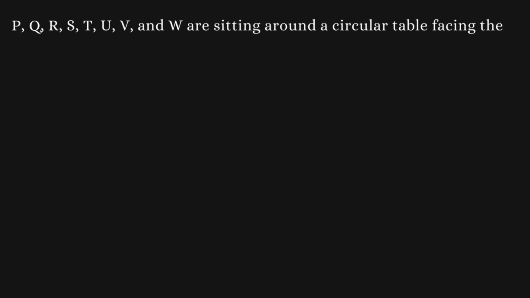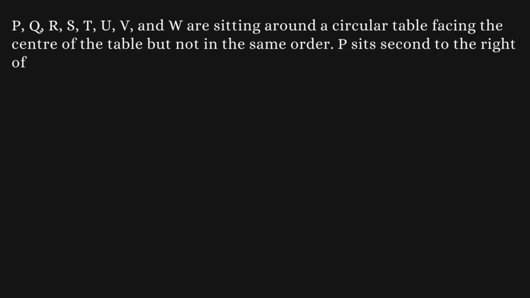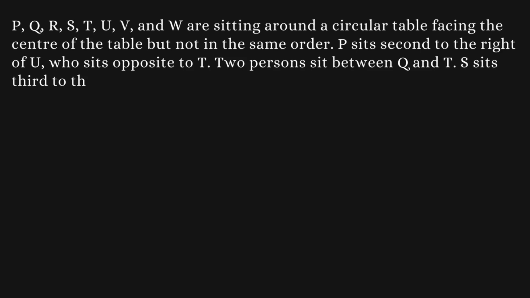In this video, we'll solve two questions on circular seating arrangements. The difficulty level is medium. First question. P, Q, R, S, T, U, V and W are sitting around a circular table facing the center but not necessarily in the same order.